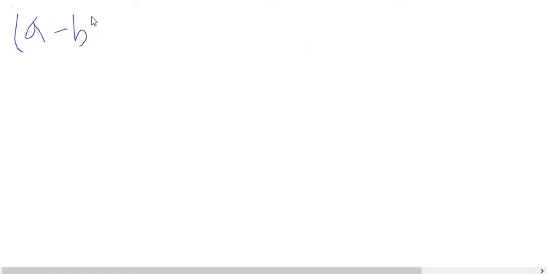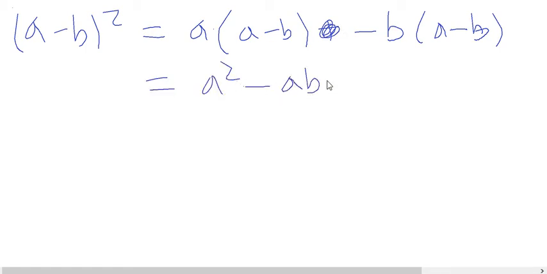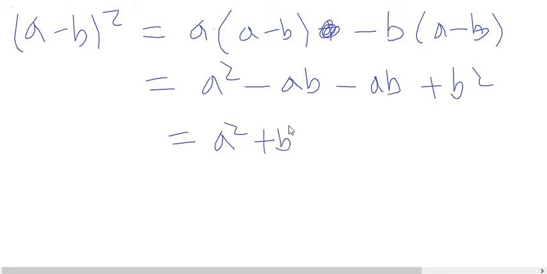(a minus b) square, we have to calculate this. So this is equal to (a minus b) into (a minus b). Okay, this is equal to a square minus ab minus ab plus b square. So the formula is a square plus b square minus 2ab. Okay, so this is the formula for (a minus b) square.